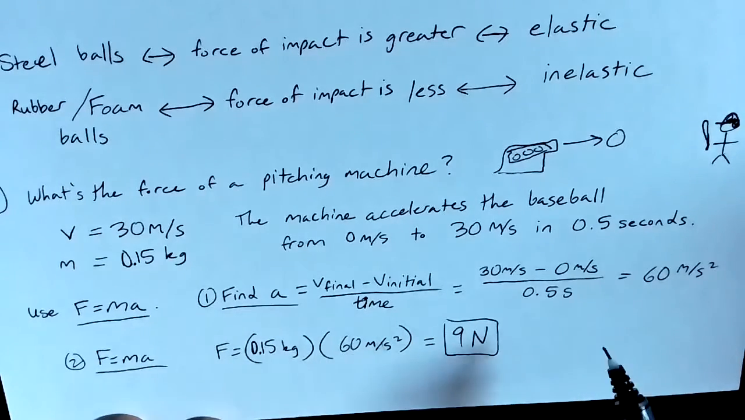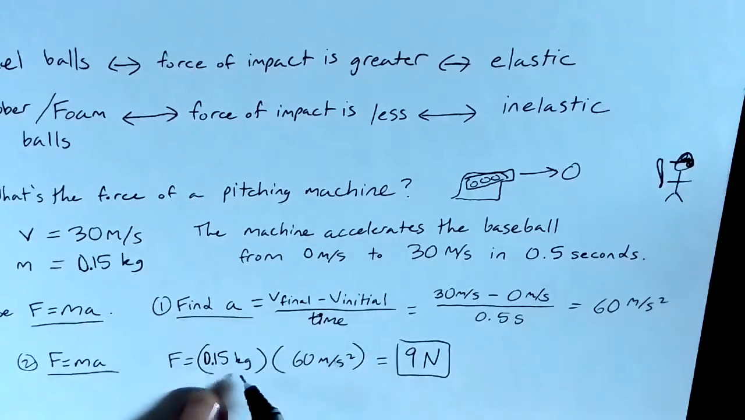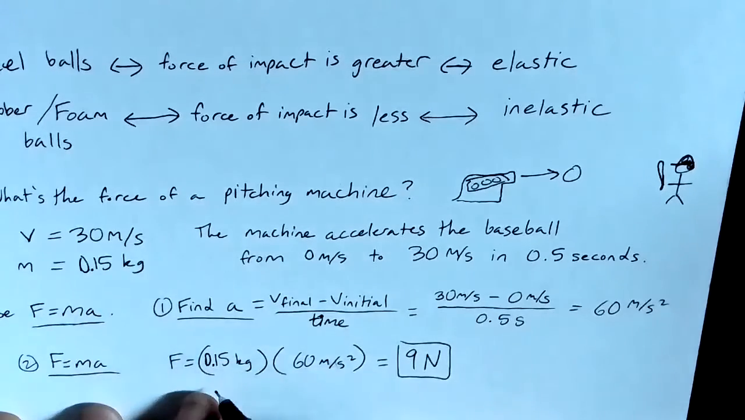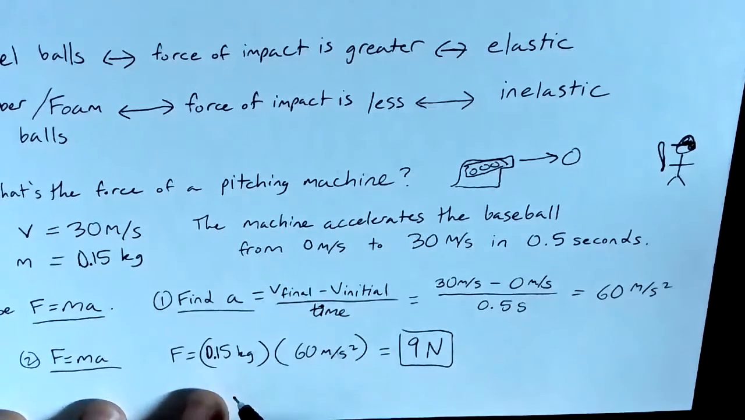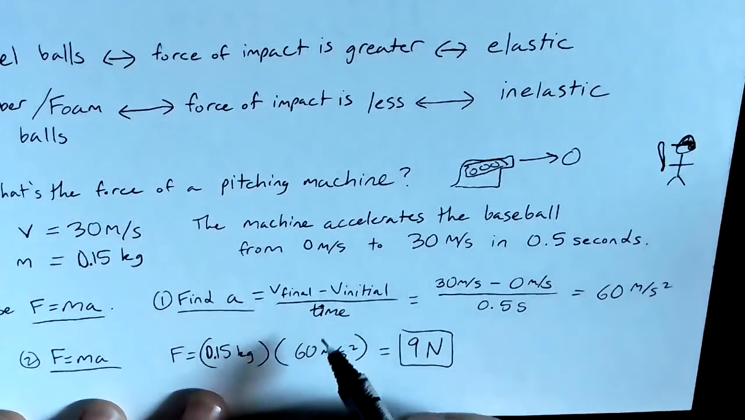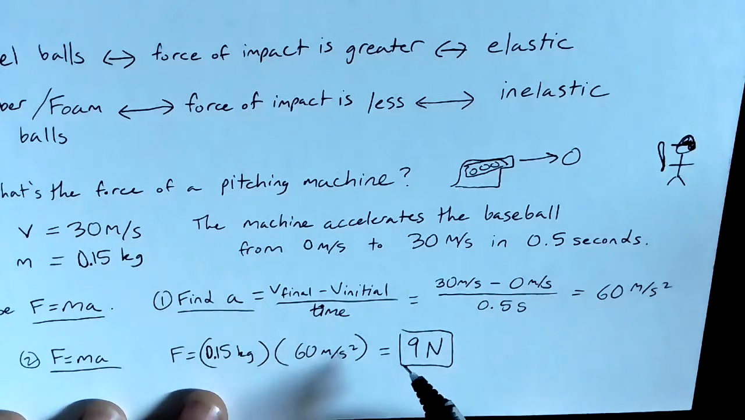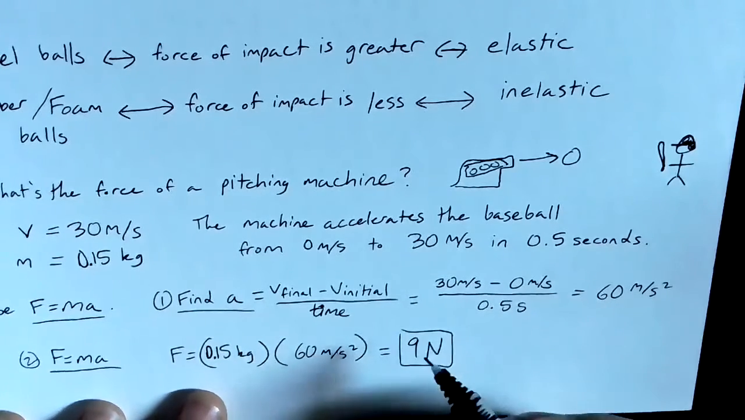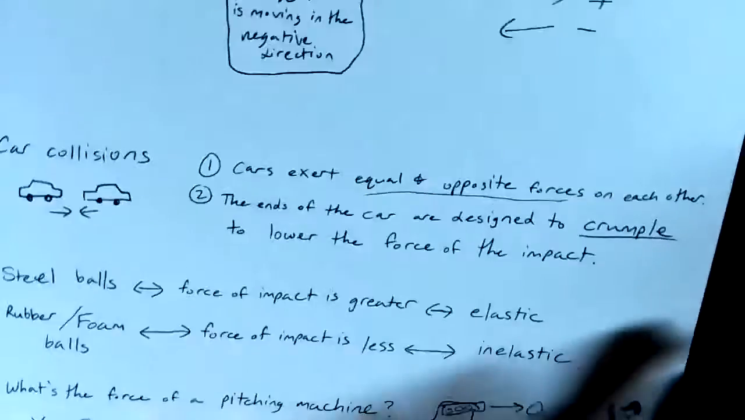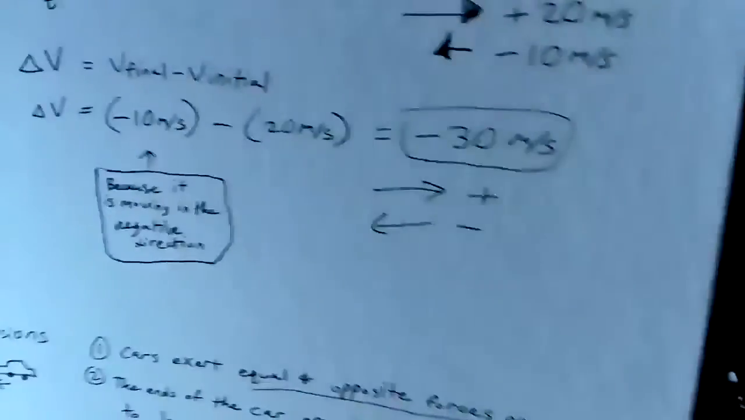So that's our a. And then we use F equals ma to find the force. We know the m is 0.15 kilograms. And now we have the a, so it's 0.15 kilograms times 60 meters per second squared, and that will give us 9 newtons. Okay, awesome.